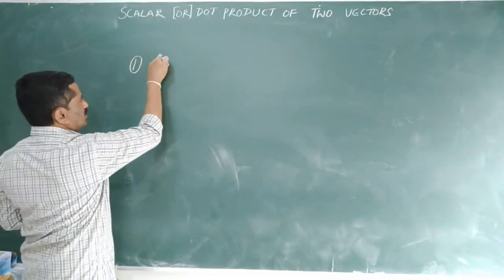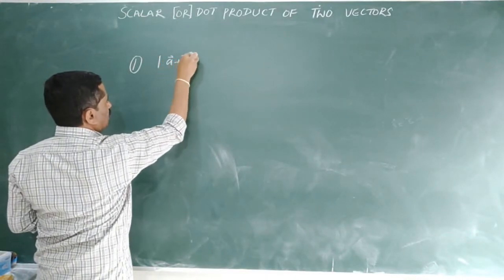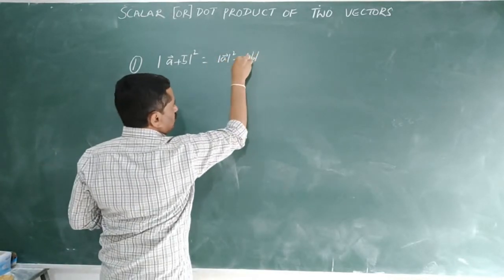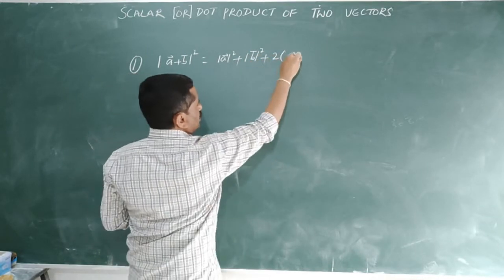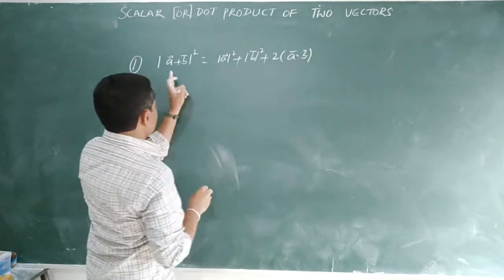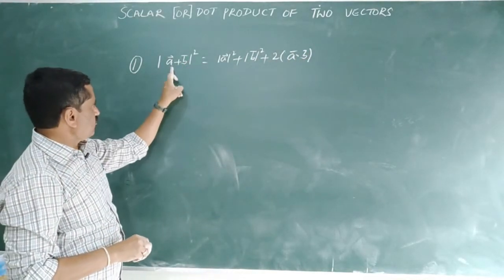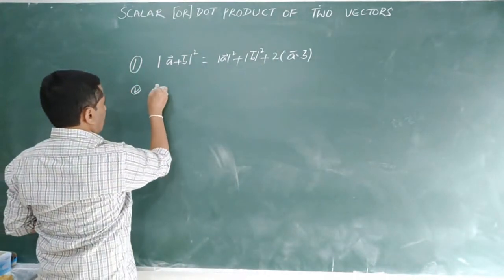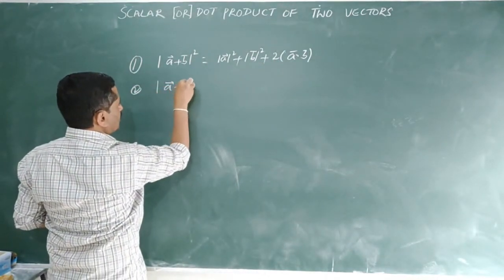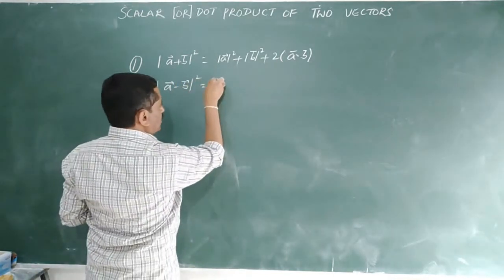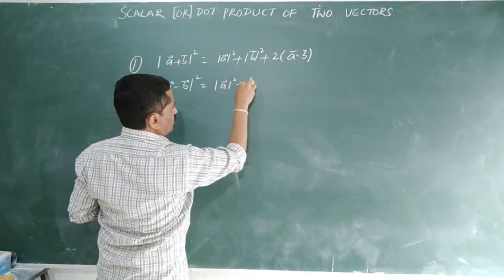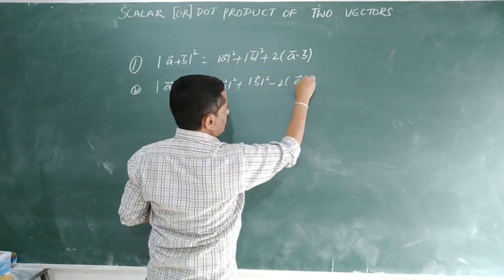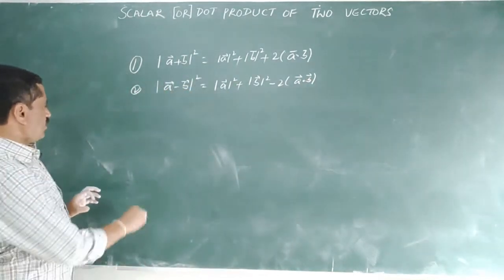So here you should remember three formulas. One, we have magnitude of A bar plus B bar whole square is equal to magnitude of A bar whole square plus magnitude of B bar whole square plus 2 of A bar dot B bar. Similarly, second one, we have magnitude of A bar minus B bar whole square is equal to magnitude of A bar whole square plus magnitude of B bar whole square minus 2 of A bar dot B bar.